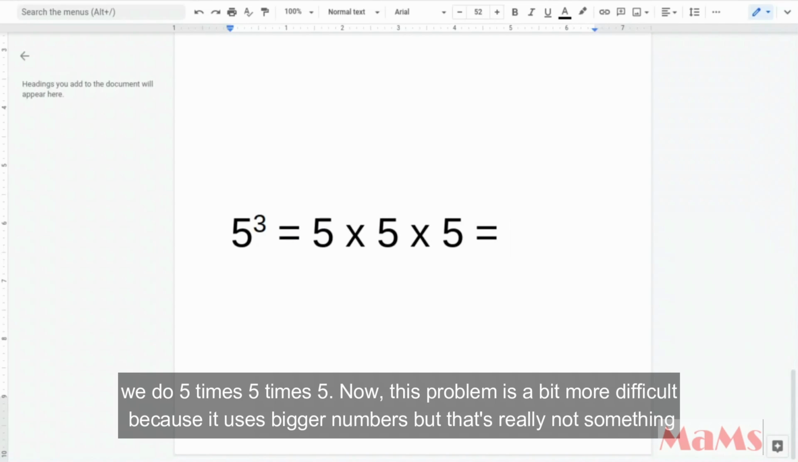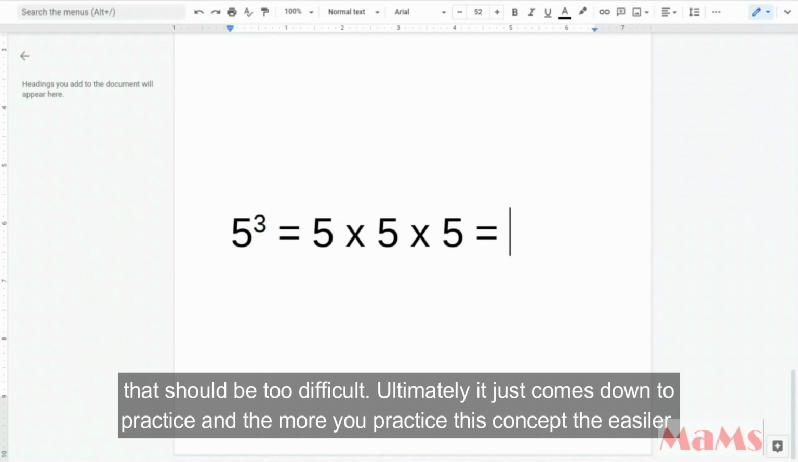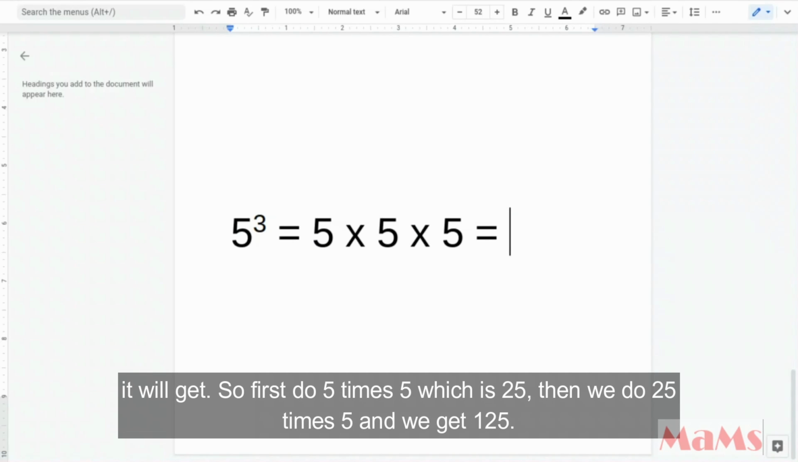Now, this problem is a bit more difficult because it does use bigger numbers, but that's really not something that should be too difficult. Ultimately, it just comes down to practice, and the more you practice this concept, the easier and easier it will get. So first we do 5 times 5, which is 25. Then we do 25 times 5, and we get 125.